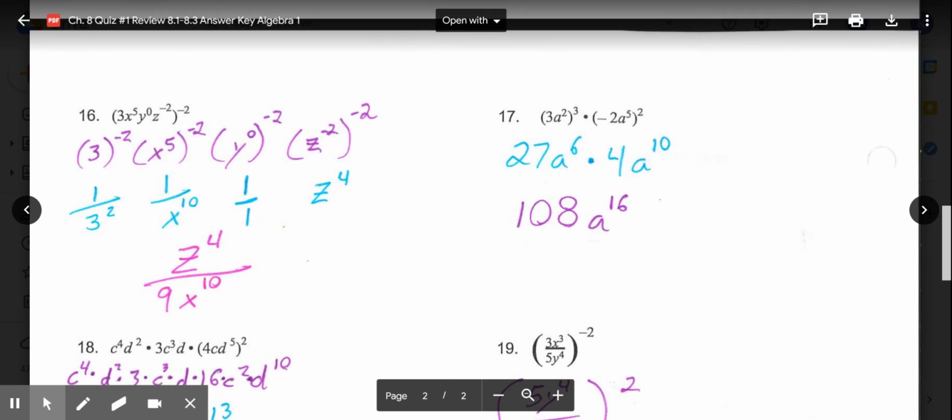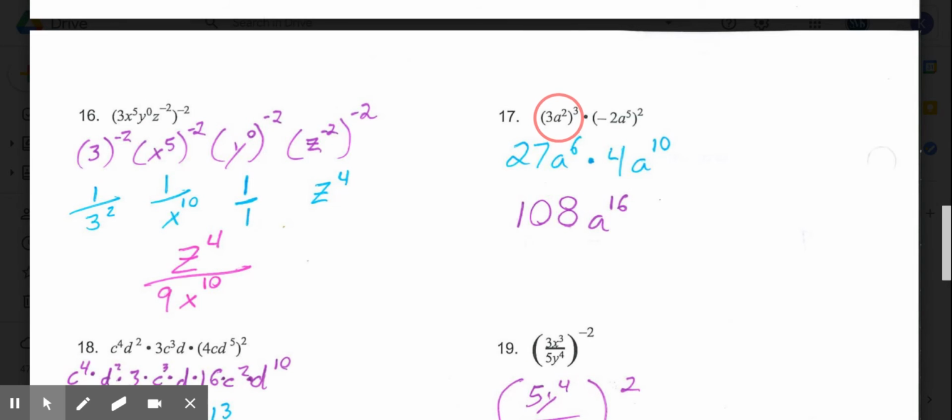Now in 17, we have 3a squared in parentheses to the third power, and then negative 2a to the fifth in parentheses to the second power. So we need to take care of our powers first. So 3 to the third power, 3 times 3 times 3 is 27. A squared to the third power is a to the 6. So that becomes 27a to the 6.